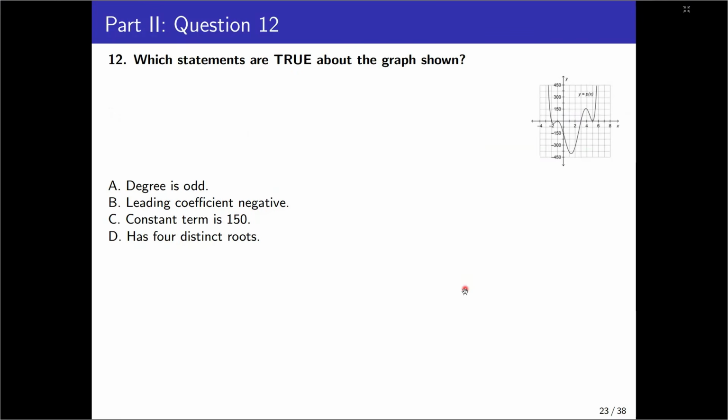Question number 12 is about this graph. Which statement is true about the graph shown here? A, the degree is odd. B, the leading coefficient is negative. C, the constant term is 150. And D, it has 4 distinct roots.